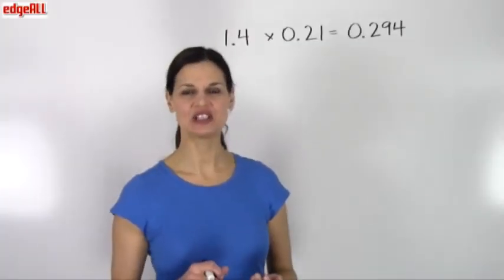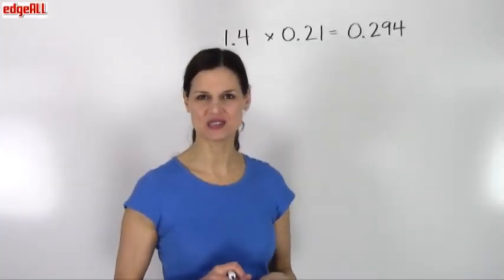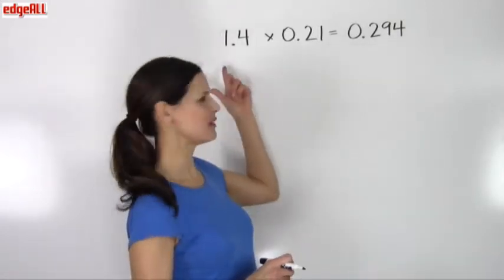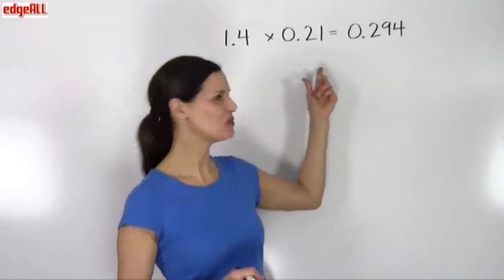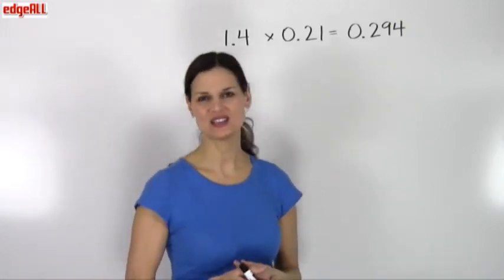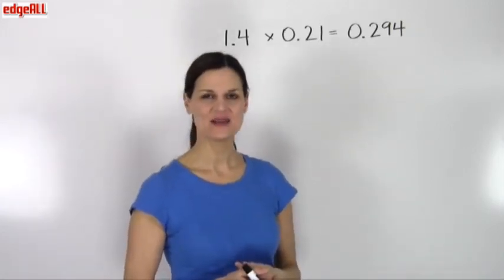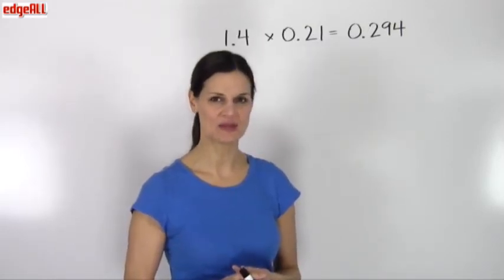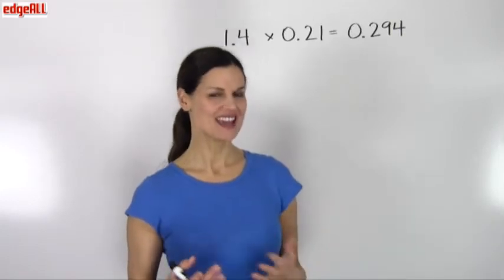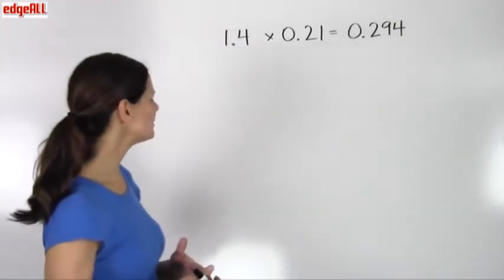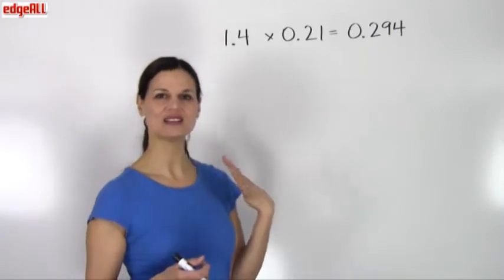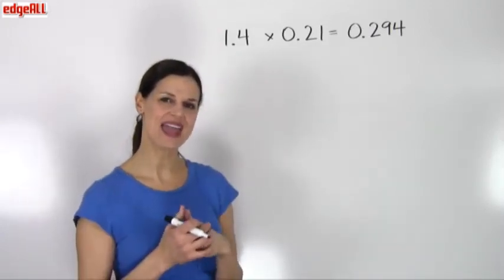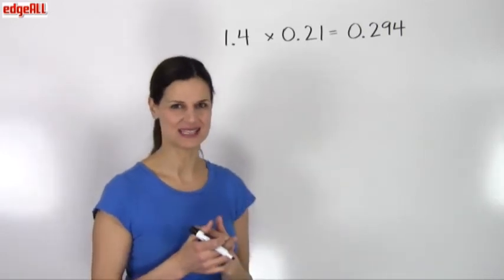Let's take another look at the problem that we just worked out with multiplication. And that problem is 1.4 times 0.21 equaling 0.294. So this makes sense if we also take a look at this problem as fractions. So let's see the fractional equivalent of 1.4 and 0.21. We're going to multiply those two together, and we can see in another way how this multiplication of decimals works out.